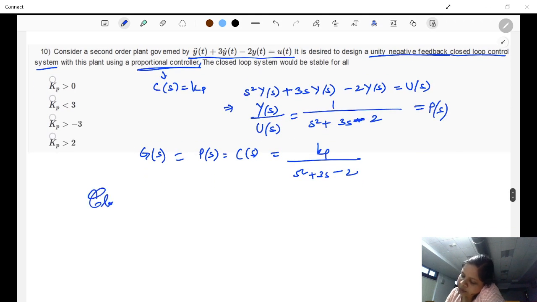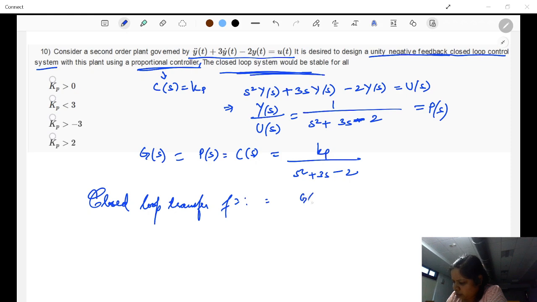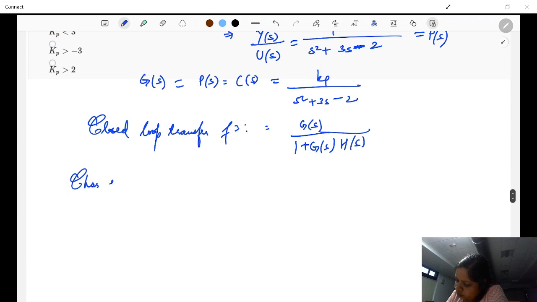What would be the closed loop transfer function? Why are we trying to find the closed loop transfer function? Because we want to check the stability for the same. So from a plant transfer function, deciding a controller transfer function, you have to reach the closed loop transfer function. So the closed loop transfer function would be like G(s) upon 1 plus G(s)H(s). We are more concerned with the characteristic equation. So your characteristic equation is 1 plus G(s)H(s) is equal to 0, right?